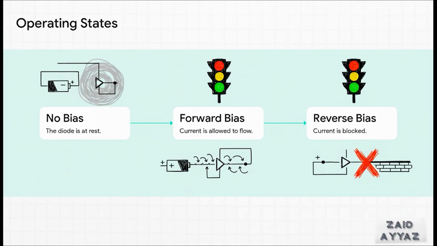So, we're going to look at the diode in three basic situations. First, what it's doing when it's just sitting there, which we call no bias. Then, how we get the current to actually flow, that's forward bias. And finally, how we block that current, which is called reverse bias. It's kind of like a traffic light. One state is off, one is green, and one is red.